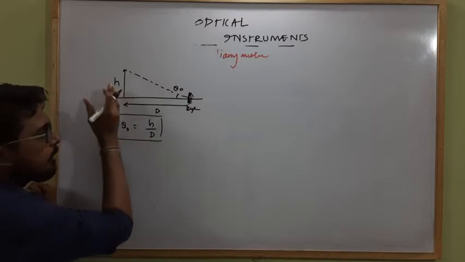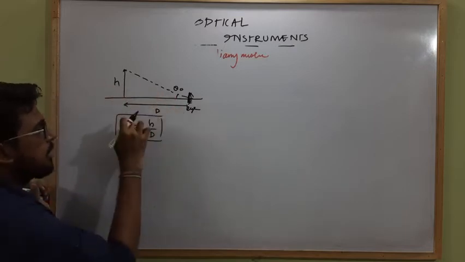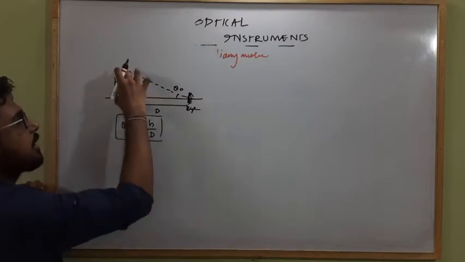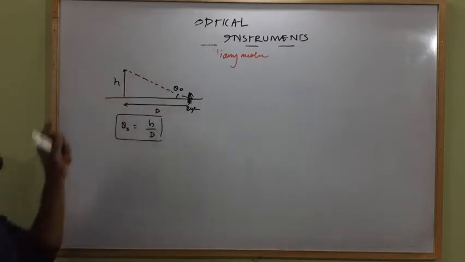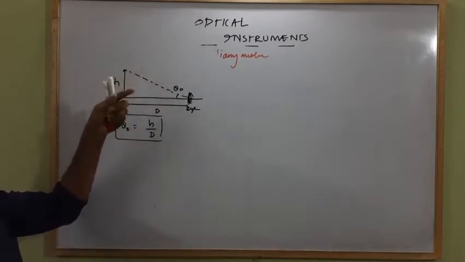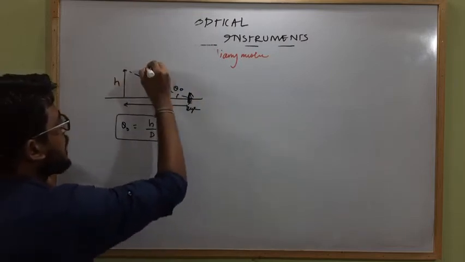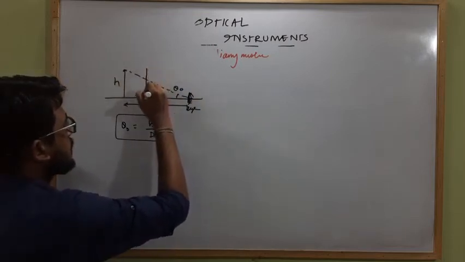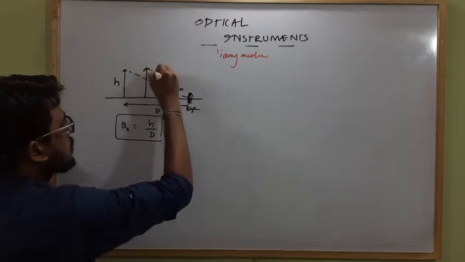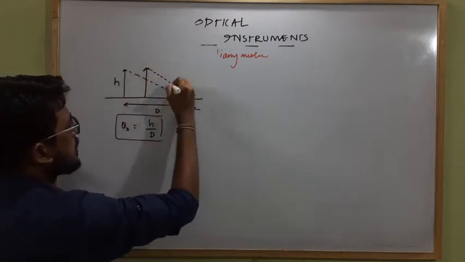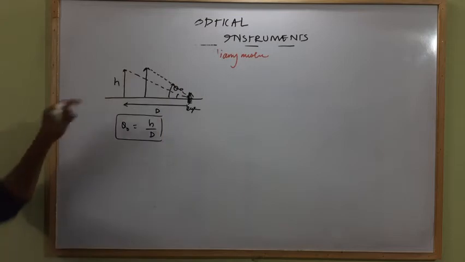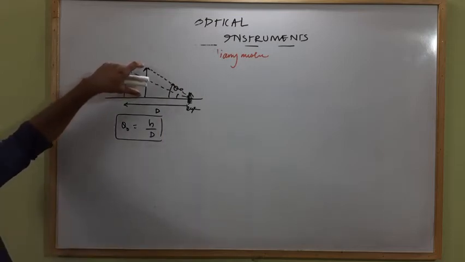If we further decrease d, the distance, theta naught will increase, so that the image will have larger magnification. For example, if I place this object at this place, the angle obtained will be this much, it will be large, so the angular magnification, or the size of the image, will be more.